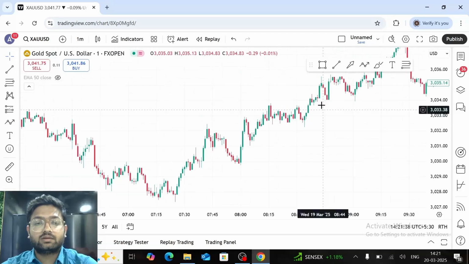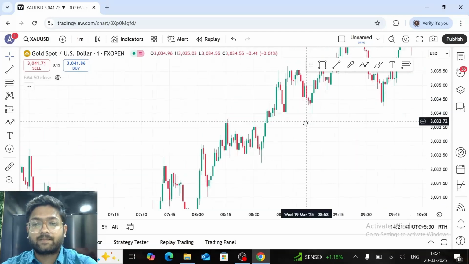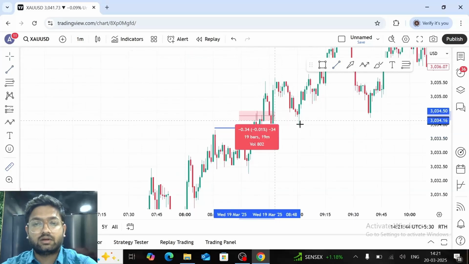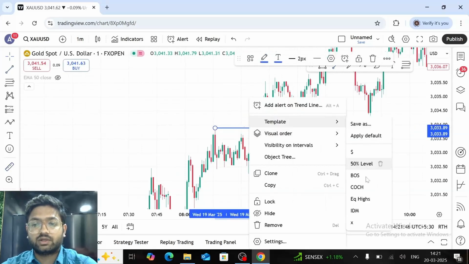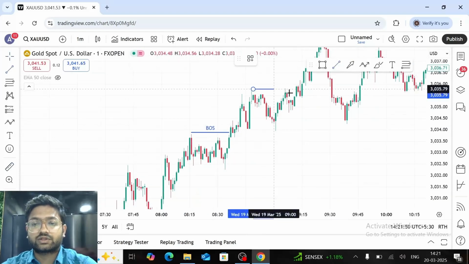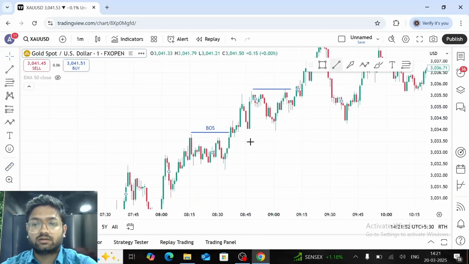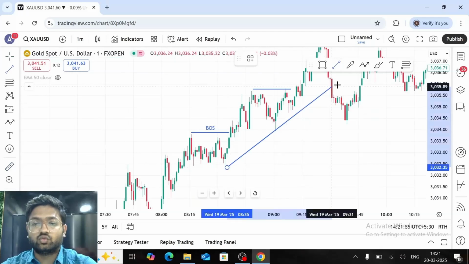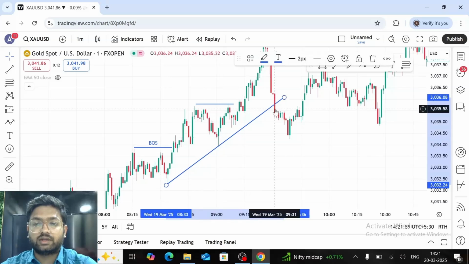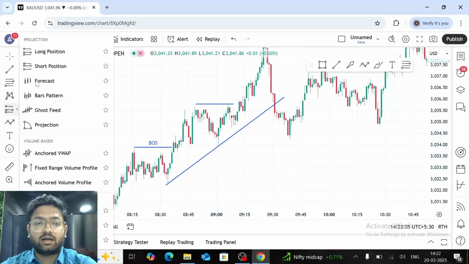See here, this is a 1 minute time frame. Here we have a break of structure. Agree, we have a break of structure over here. What happened next? We have one more break of structure here. See here, 1, 2, 3. On the third touch, the price breached the trend line, and we identified the nearest resistance zone.